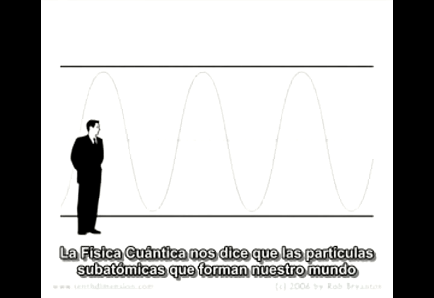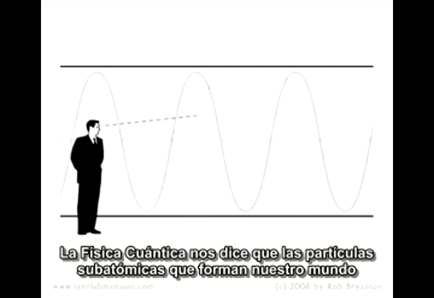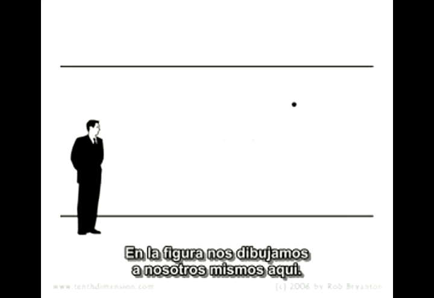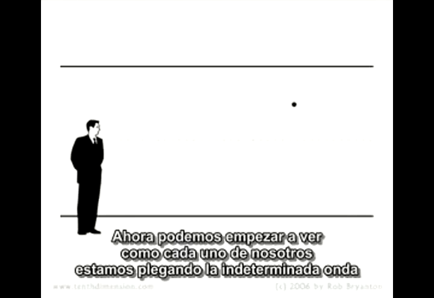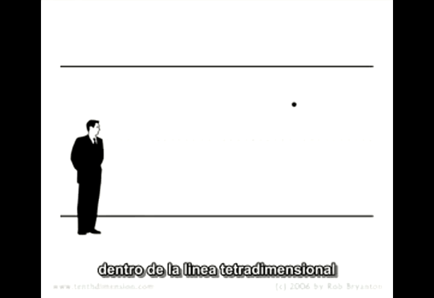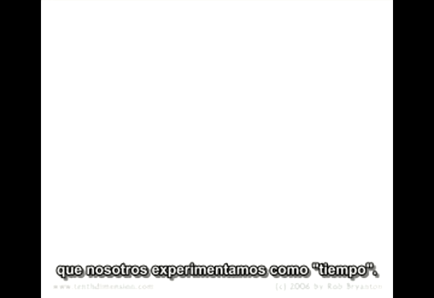Quantum physics tells us that the subatomic particles that make up our world are collapsed from waves of probability simply by the act of observation. In the picture we are drawing for ourselves here, we can now start to see how each of us are collapsing the indeterminate wave of probable futures contained in the fifth dimension into the fourth dimensional line that we are experiencing as time.